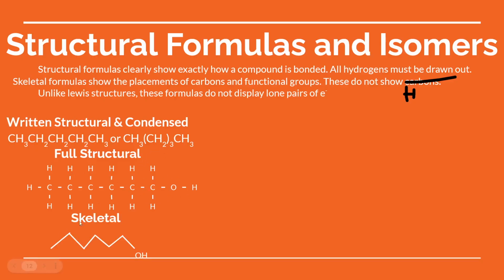Now, you can see how all the hydrogens are drawn out with all of their respective bonds. And the skeletal formula is basically just going to be these diagonals, or these zigzag lines, where each vertex is going to represent a carbon. So if we were to draw hexanol as a skeletal formula, you can see 1, 2, 3, 4, 5, 6. And if a vertex has a functional group on it, this isn't going to represent a carbon. This is just going to represent the bond.